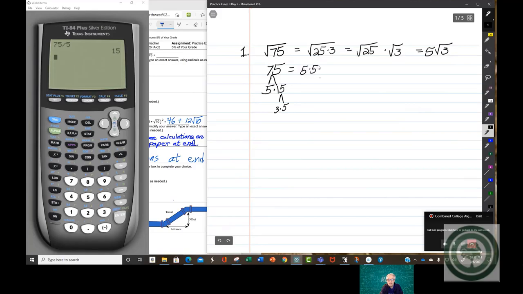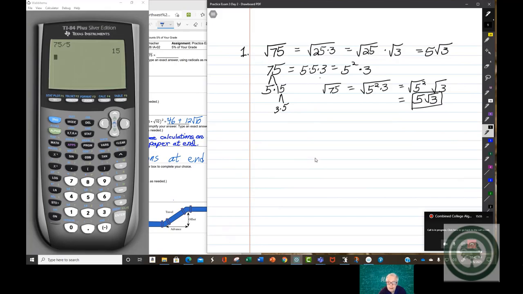And 15 is 3 times 5. So 75 equals 5 times 5 times 3, which is 5 squared times 3. And anything squared is a perfect square. So you can write the square root of 75 as the square root of 5 squared times 3, which would be the square root of 5 squared times the square root of 3, and the square root of 5 squared is 5. So 5 times the square root of 3.